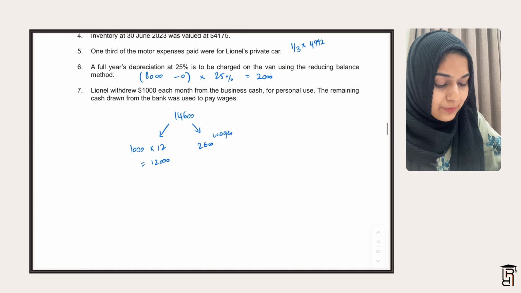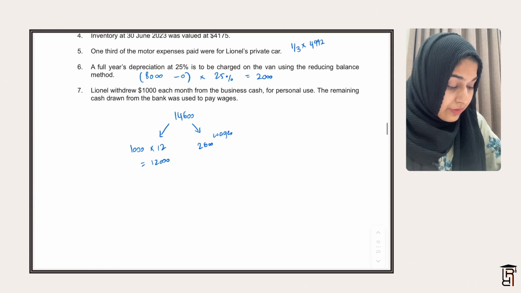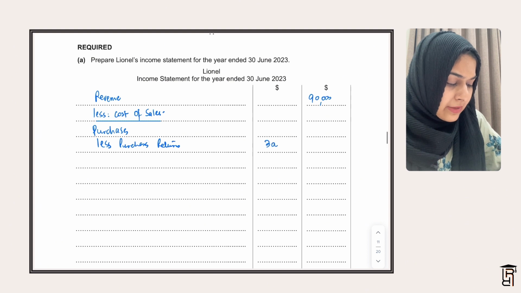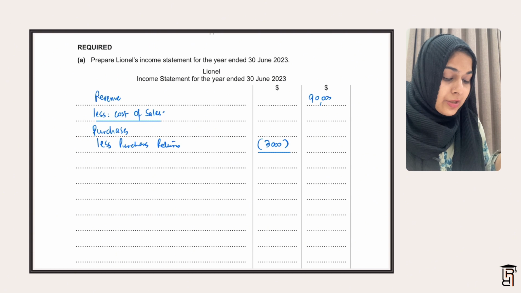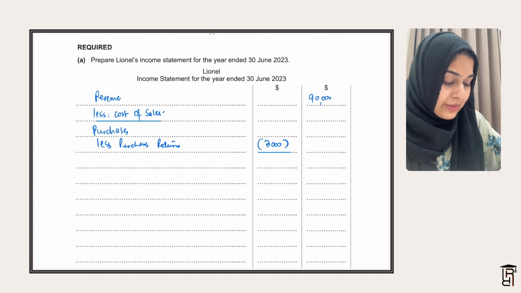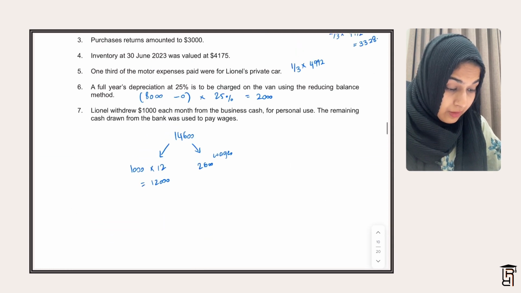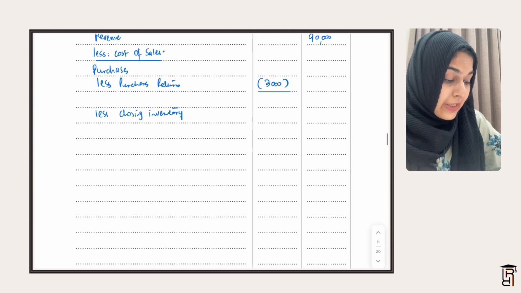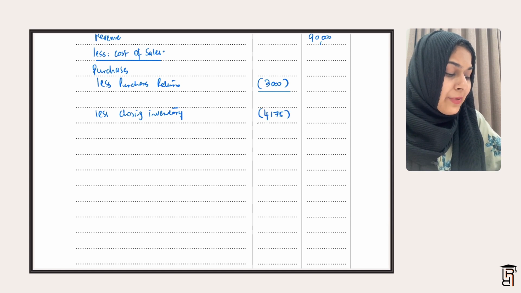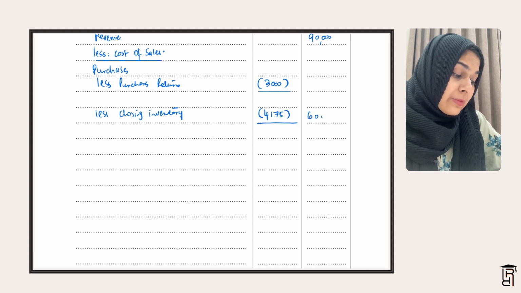I write here less purchases returns. Purchases returns here is 3,000, so I need to subtract this. I'll get a value here, which I don't know because I don't know purchases. Then I write here less closing inventory. Closing inventory here is 4,175, which I need to subtract. Closing inventory is always subtracted. When I subtract this, I get a cost of sales value, which I know is 60,000.